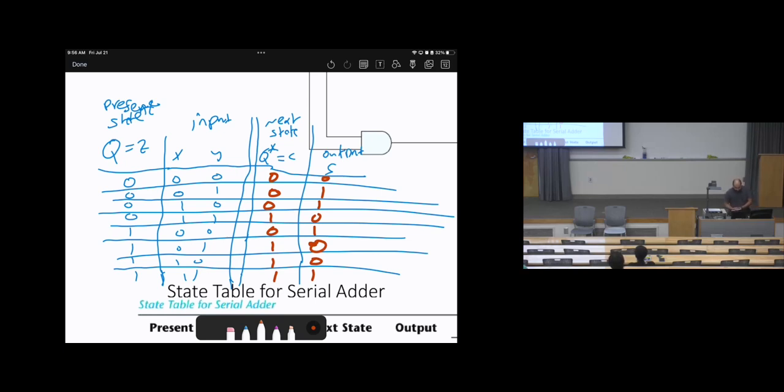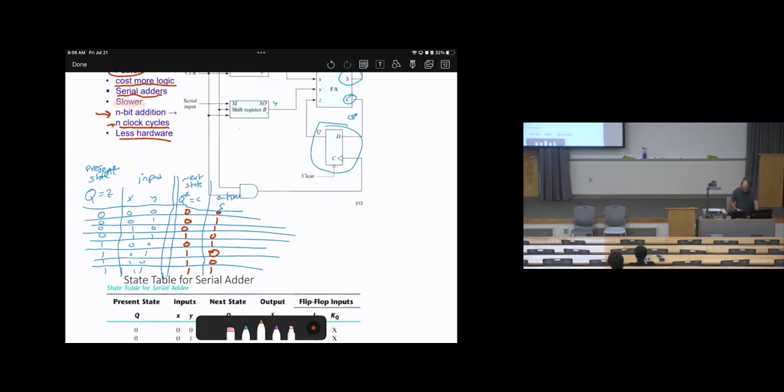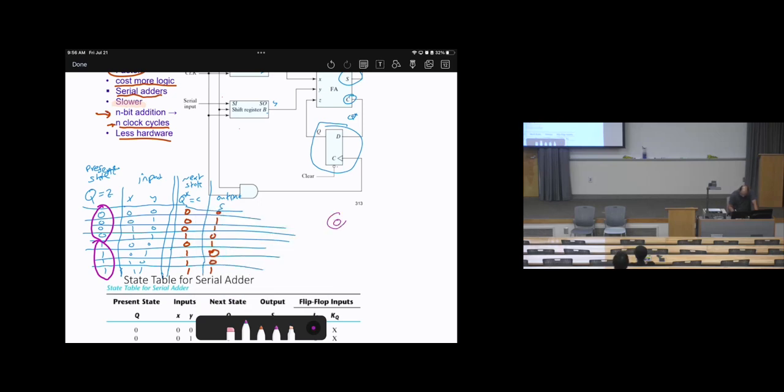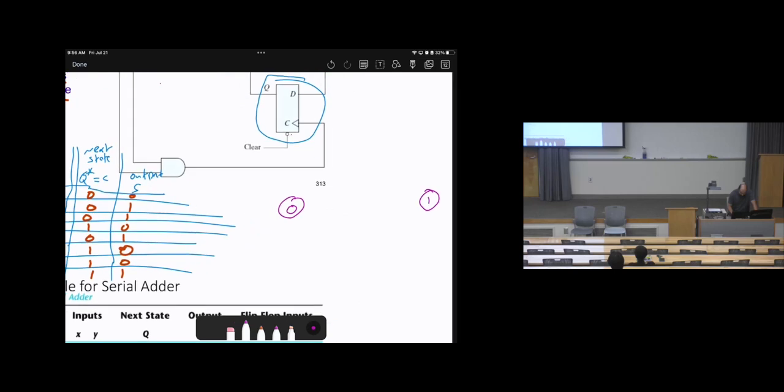Now, how can we draw the state diagram for this? This is the state table. How can we draw the state diagram? How many states do we have? 2. We have 0 and we have 1. That's it. So we can draw 2 circles. Here is 0 and here is 1. Then here the problem is in the inputs. So each one has 4 combinations of inputs.